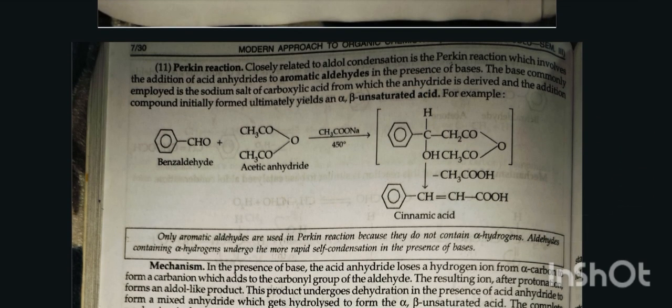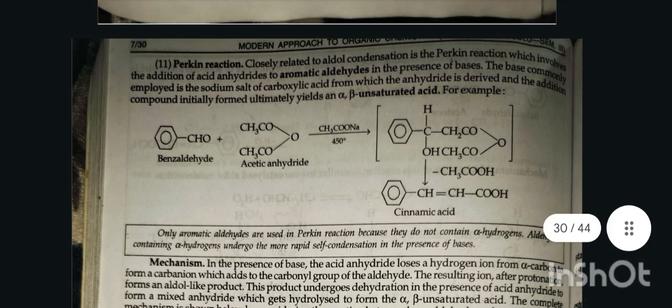Third, 11th, Perkin reaction. Closely related to aldol condensation is the Perkin reaction, which involves the addition of acid anhydride to aromatic aldehyde in the presence of bases. The base commonly employed is the sodium salt of the carboxylic acid from which the anhydride is derived, and the addition compound initially formed ultimately yields an alpha beta unsaturated acid.